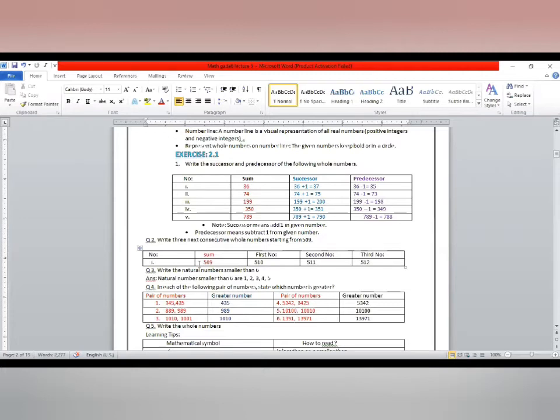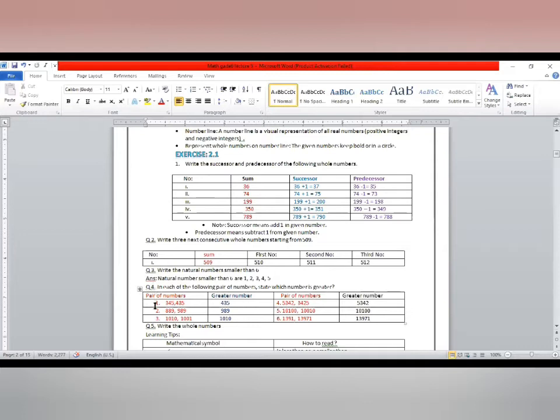Dear student, in question number 3, write the natural numbers smaller than 6. We know that natural numbers start from 1. So that's why we have to write the numbers which are less than 6, starting from 1, because of the natural numbers. Natural numbers less than 6 are 1, 2, 3, 4, 5. I hope you understand.